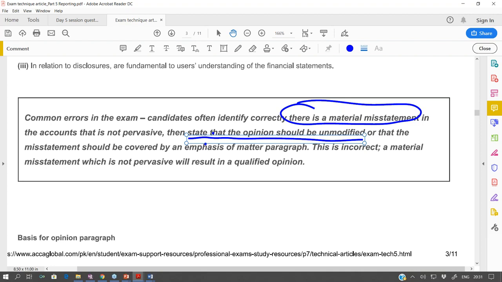In an exam paper, when you conclude this is a material misstatement, in a rush and in a panic you say the opinion should be unmodified, and you come out of the exam hall very happy that you wrote a wonderful answer, but you have not written a wonderful answer.